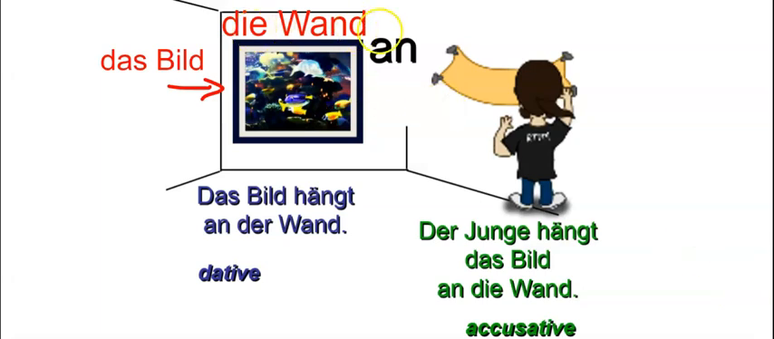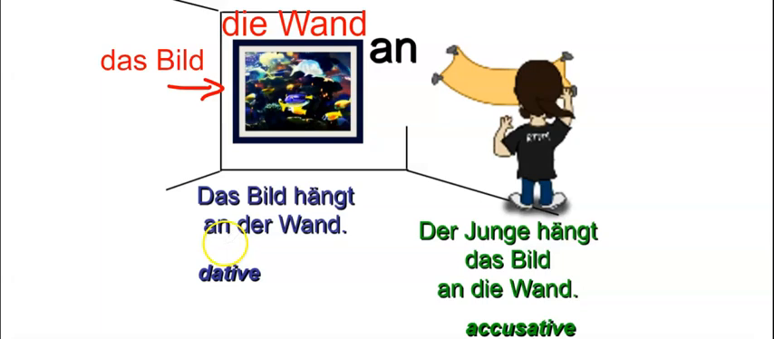Hier ist die Wand. Hier ist das Bild. Here's the photo or the picture. And here's the wall. So picture is das, it's sächlich or neuter. Die Wand, weiblich. And here's the person. Der Junge, the boy.